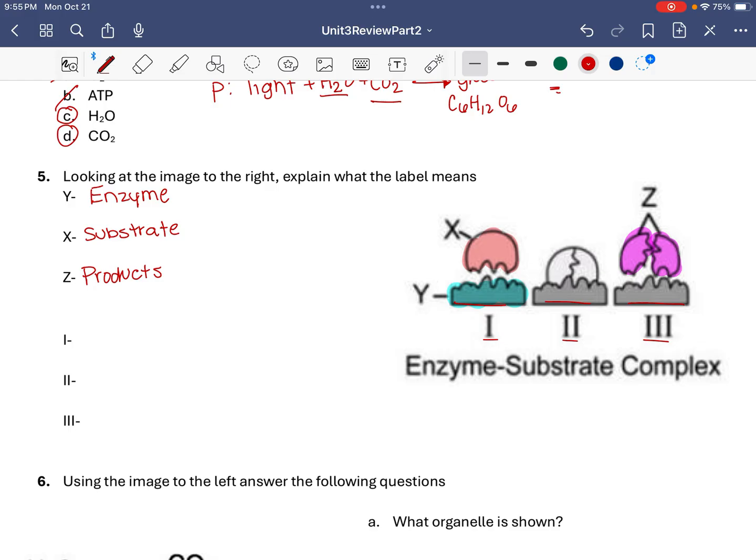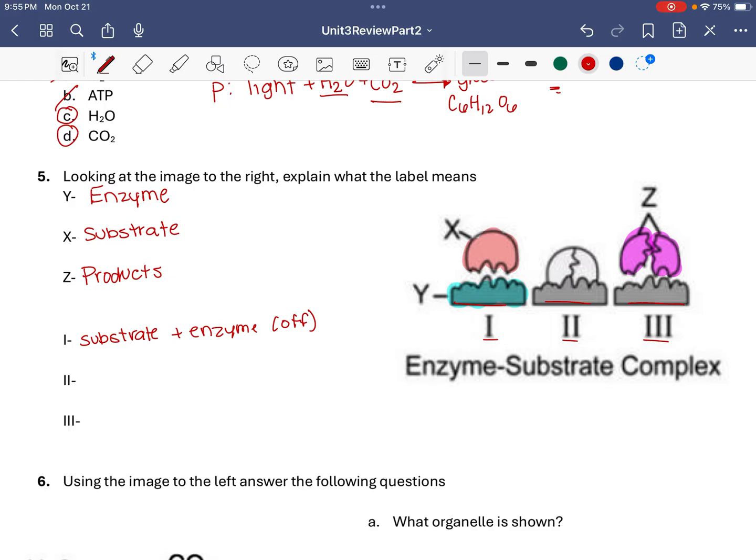So again, in phases 1, 2, and 3, in phase 1, what's happening is you have your substrate and enzyme. So here, basically, this reaction is off. Just like a lock and key model, you have your key, it's near the lock to your house, but you haven't put the key in yet. They're not connected, it's not open, so nothing is happening, but you have the pieces there ready to go.